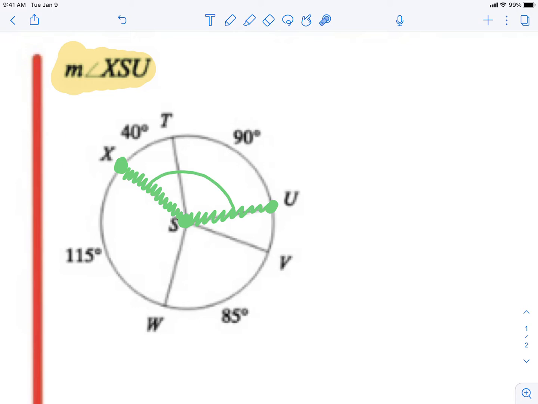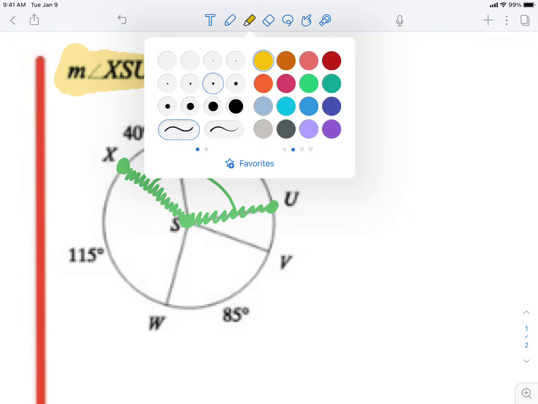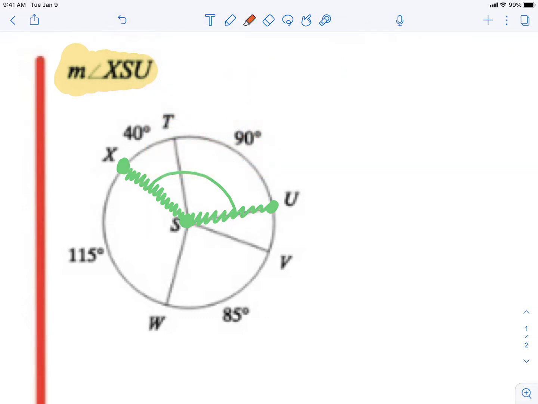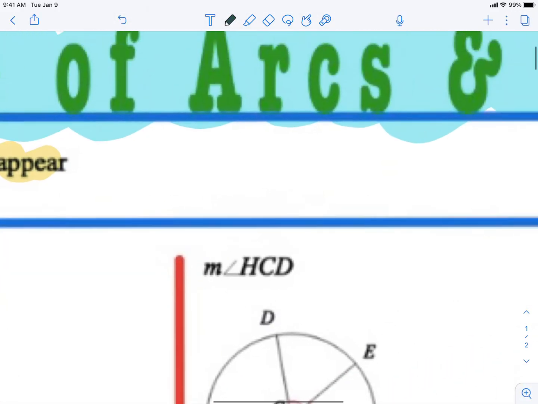But if you notice, I don't have these angles right here. But what I do have, thankfully for us, is these arcs. From X to T is 40, and from T to U is 90. And what we know, kiddos, is that the measure of the arc is equal to the central angle.